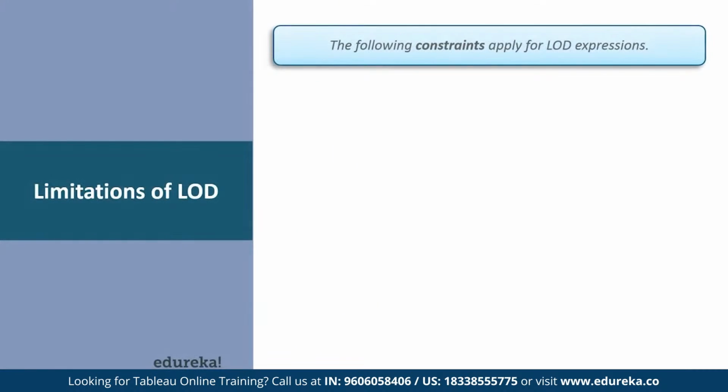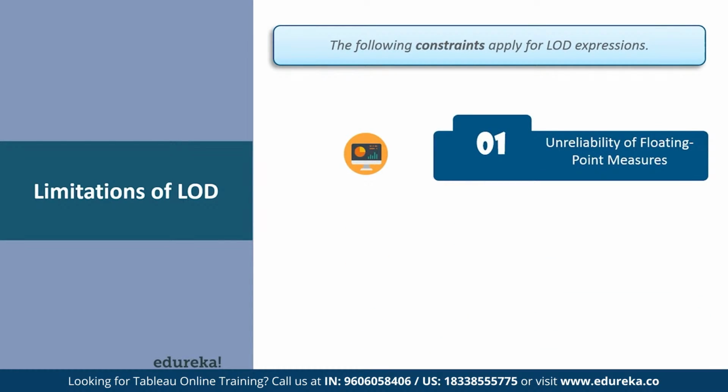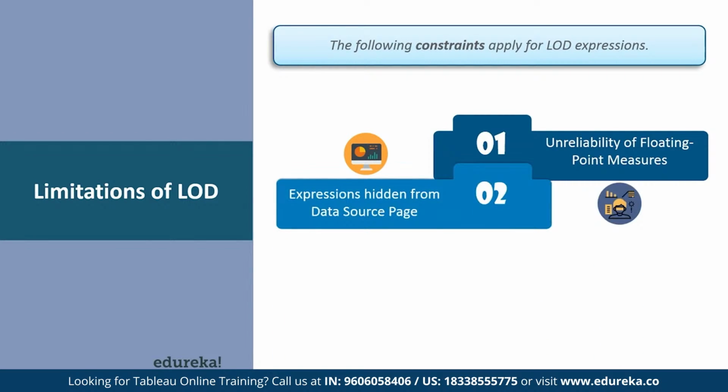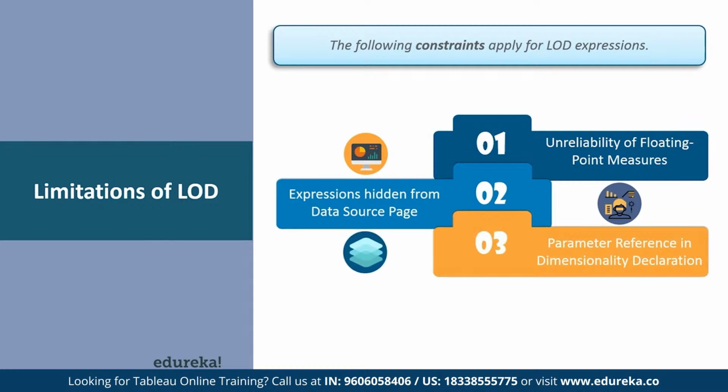Now, there are a few limitations and constraints that apply for the level of detail expressions. Level of detail expressions that reference floating point measures can behave unreliably when used in a view that requires comparison of the values in the expression. The LOD expressions are not shown on the data source page. While referencing a parameter in a dimensionality declaration, we cannot use parameter values. We have to always use the parameter name. So if you do not know the parameter name, then you're going to face a problem with dimensionality declaration.